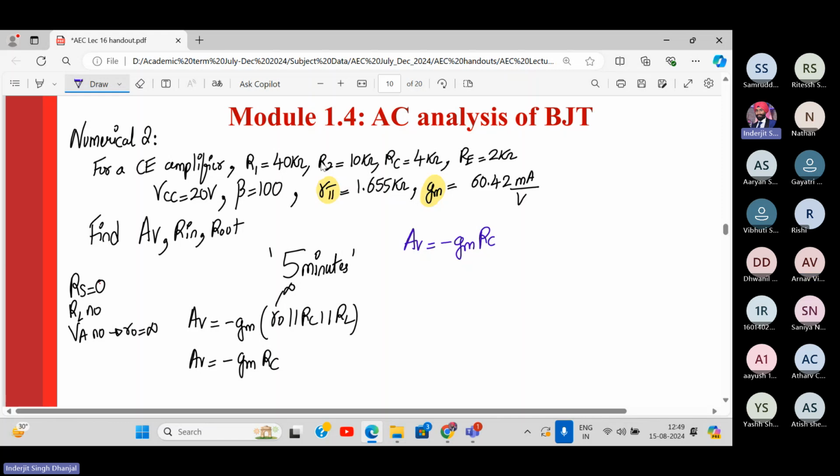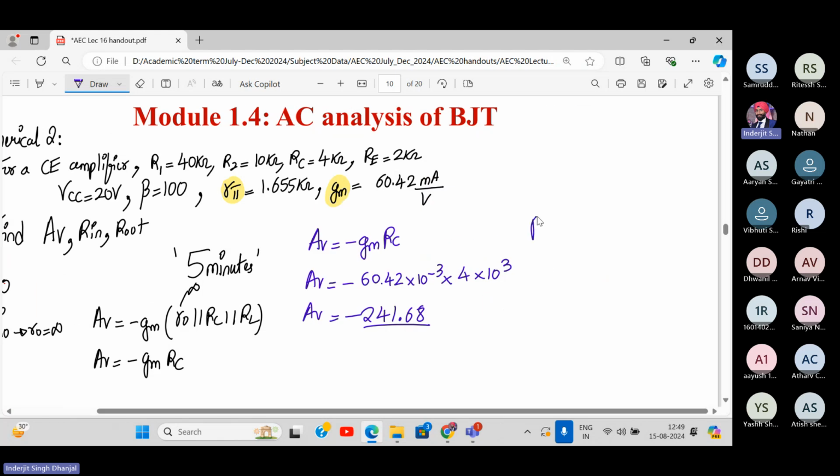But prior to that, have you drawn the circuit diagram once? Don't directly use the formula. You have to draw the formal procedure. So it's minus 60.42 into 10 to the power minus 3 into RC, which is 4 into 10 to the power 3. So AV comes out to be minus 241.68. That's correct.